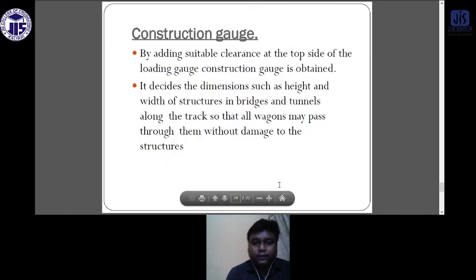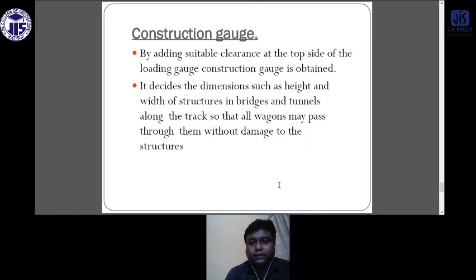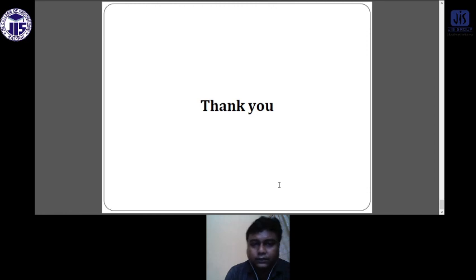Next, we will see the construction gauge. By adding a suitable clearance at the top side of the loading gauge, the construction gauge is obtained. It decides the dimensions such as the height and width of the structures, bridges, and tunnels along the track so that all wagons may pass through them without any damage. So this is all about your gauges.